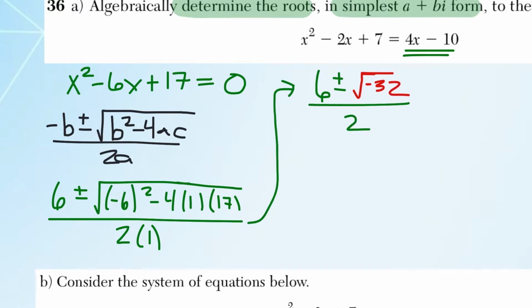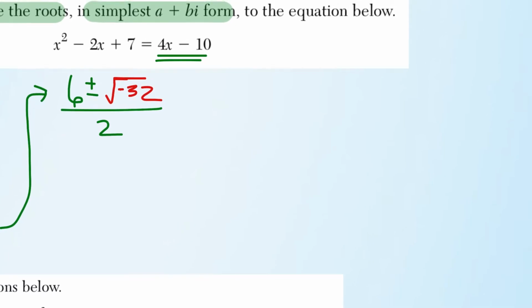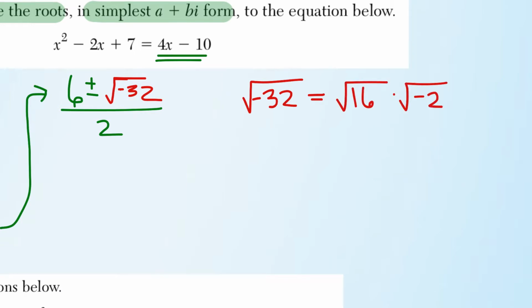All right, now the next step we're going to want to do is take a look at this root negative 32 and simplify it. Now the first important thing to note is that we can factor out a perfect square of 16 out of this. So we can think of this as the same thing as root 16 multiplied by the square root of negative 2. Because of course, the square root of 16 we can figure out as 4.